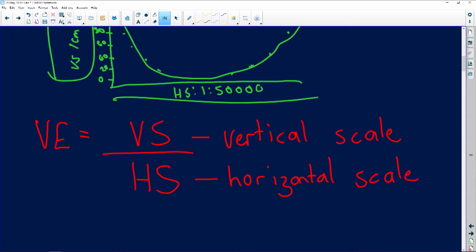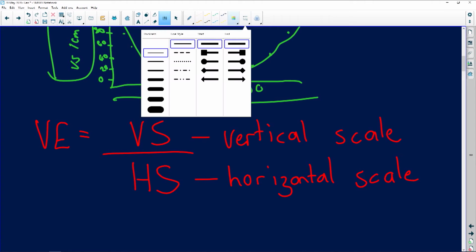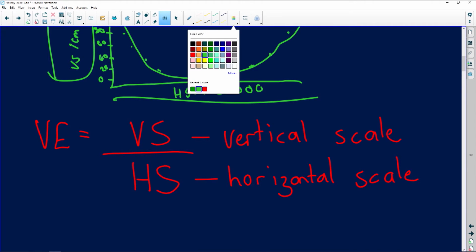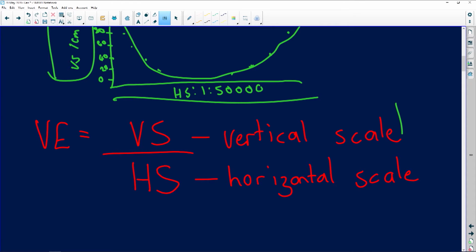Okay. So that's the formula for vertical exaggeration. Now I'm going to show you how easy this actually is. What did I mention? If you look at your formula, the first thing you need to know is that the vertical scale will always be given to you by your teacher or your examiner. It's been given to you in the question.